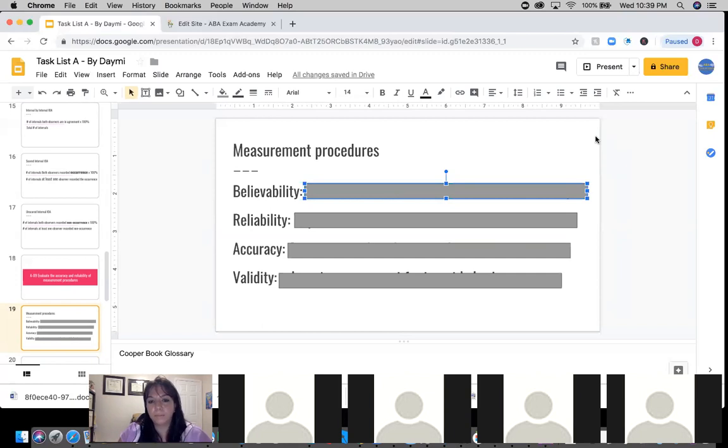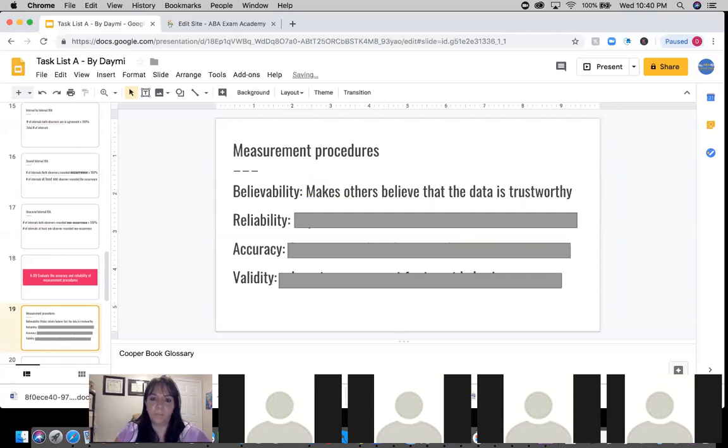Reliable measures? It helps whoever's reading the data or the study know that the data is trustworthy. Good, that's the word I was looking for, trustworthy. Okay, so it makes others believe that the data is trustworthy. Very good. All right, anybody for reliability?